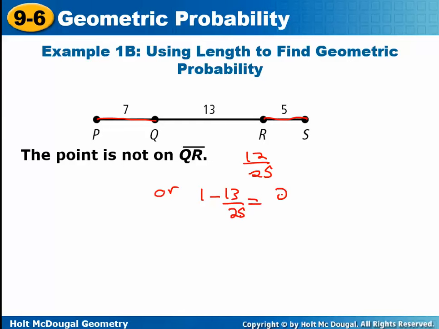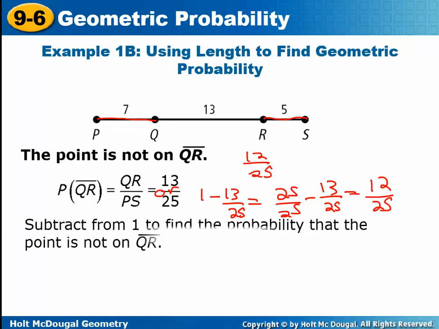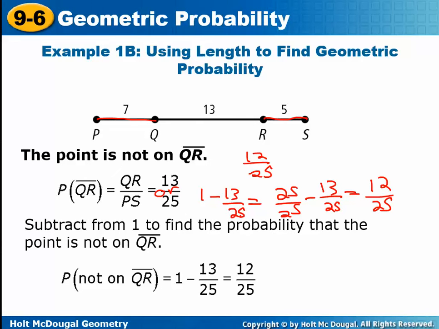And 1 is the same as 25/25, so 25/25 minus 13/25 is 12 over 25. So you get the same answer either way. There's just two different ways that you can solve that.